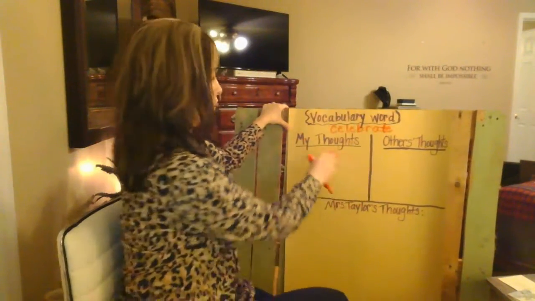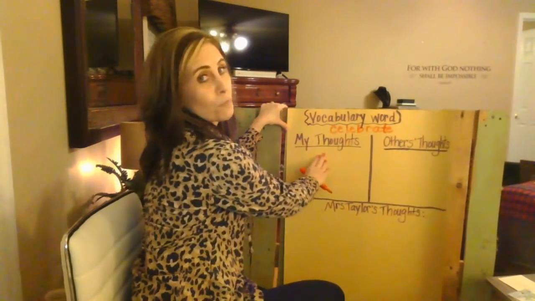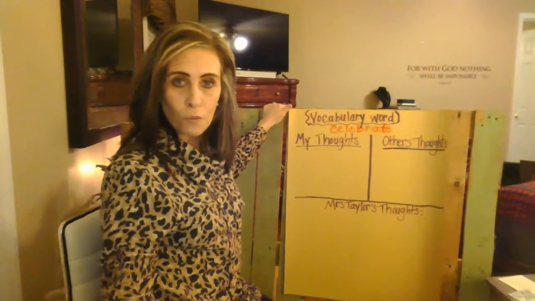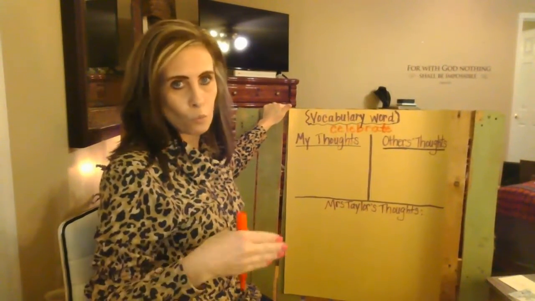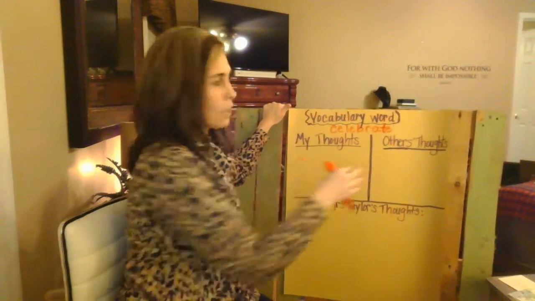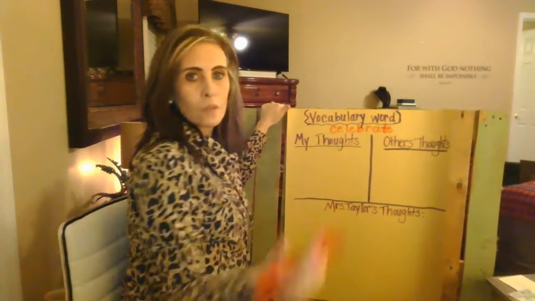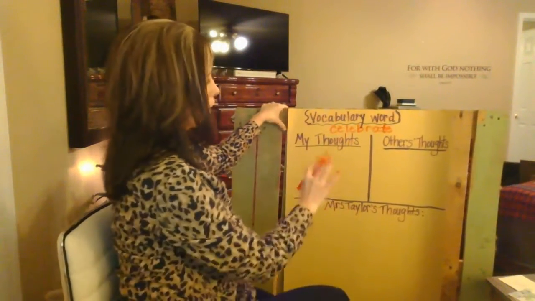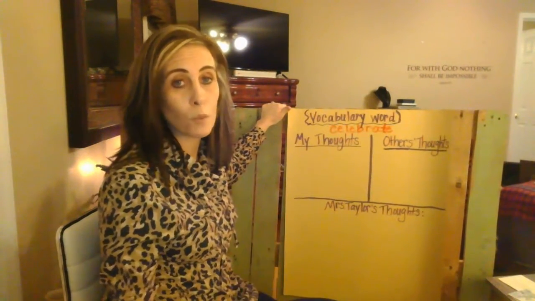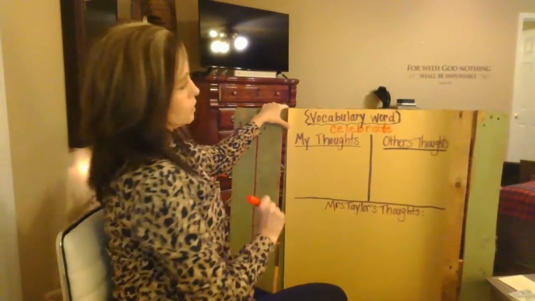And then that partner's going to write down what the other partner told them. So if you're doing ones and twos, the ones are going to write down what the twos tell them in their other thoughts, and so forth. So that gets both of them talking, both of them sharing, and also both of them writing.